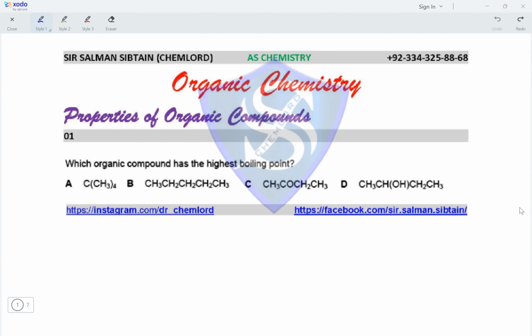Now, alkanes would have London's dispersion forces present between the molecules, and the greater the exposed surface area, the higher the boiling point. So B has a higher boiling point than A.